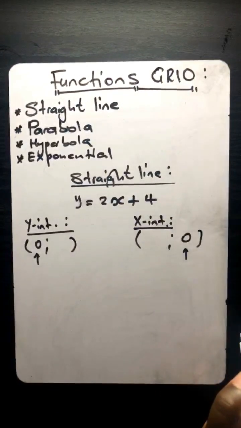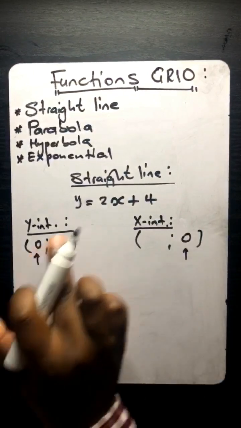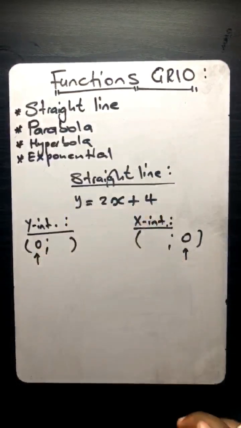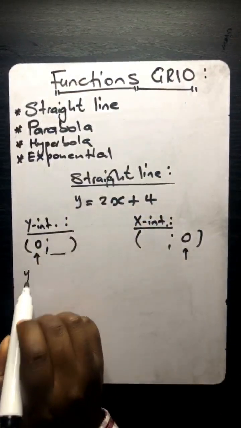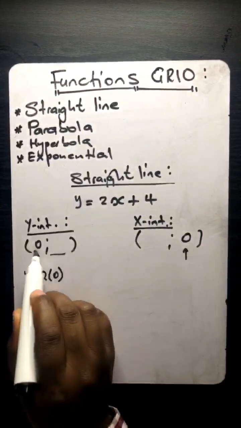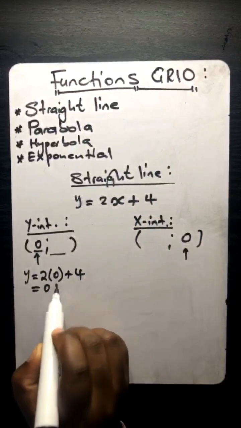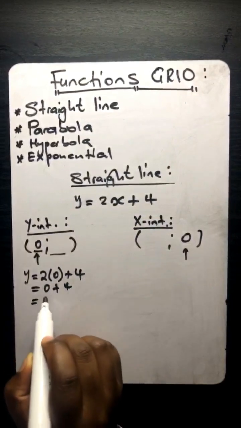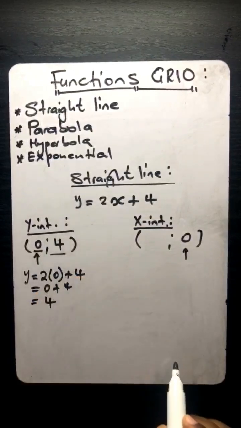So what you need to do is to take that 0, substitute it there, and solve for the unknown being y. So that means you're going to say y equals, where you see x, you put that 0, and then you say plus 4. Obviously, that times that is 0, plus 4. Then it means y is equal to 4. So you already have your y-intercept.